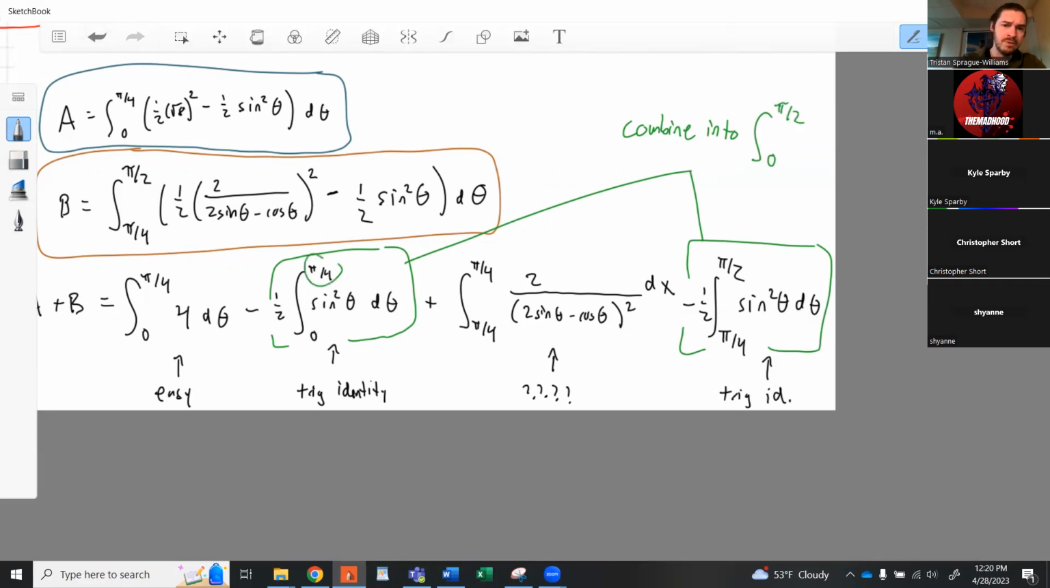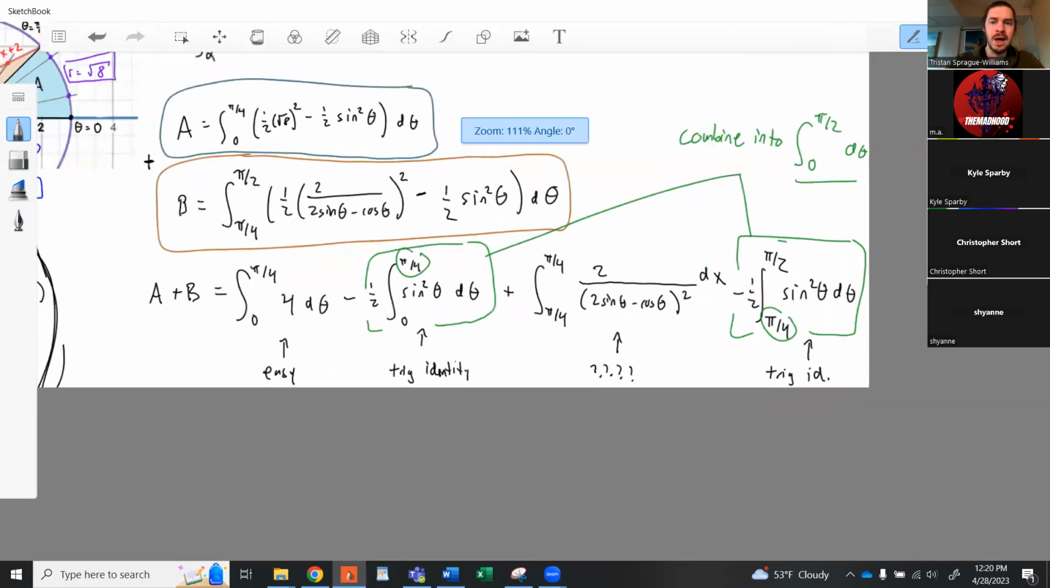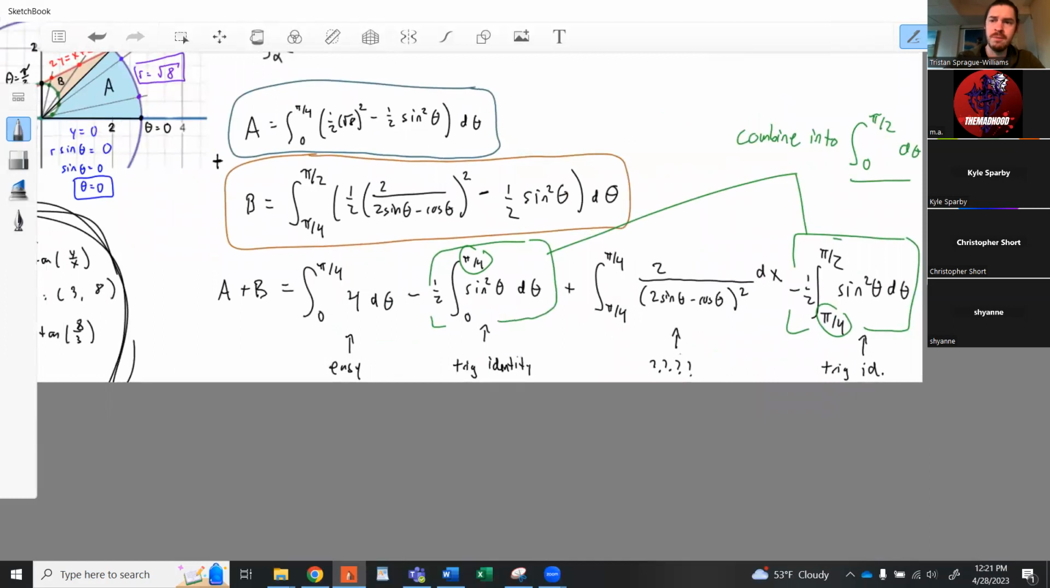Because we go 0 to pi over 4, and then this is pi over 4 up to pi over 2. They're both times 1/2, so that stays the same. We're subtracting in both cases, that's the same. This integrand is exactly the same. It's all exactly the same except for those limits of integration. So those two intervals can string together into that. Okay. But this is the one that remains. How the heck do we do this guy? Right? What do we do with 2 over 2 sine theta minus cosine theta?